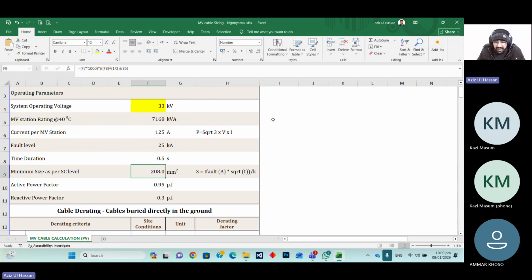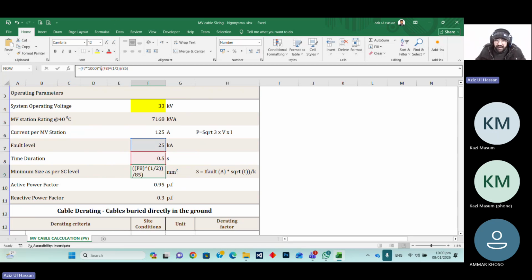I will send that IEC standard in the group, and I will also share this calculation in the group, on how we calculate this fault current. If we don't have any fault current study, we have to know how to calculate that fault current and perform our MV cable sizing. That is why I will share these things in the group.